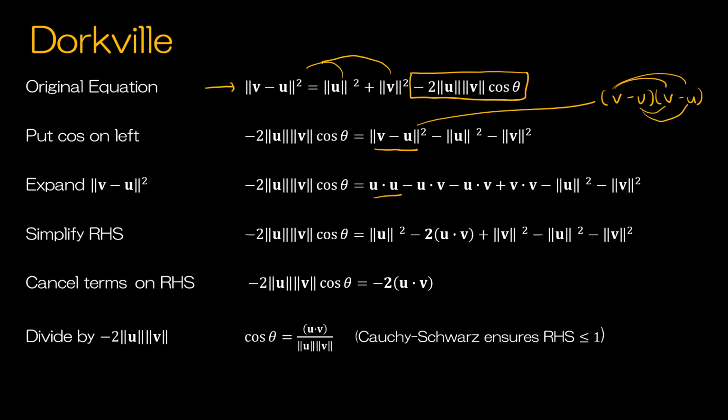So that's what I have here. Well, that gives me u squared and v squared here, which can cancel out with the negatives, which essentially gives me negative 2 norm u norm v cosine theta is equal to negative 2 u dot v. And then I divided each side by negative 2 norm of u norm of v, reduced those 2's, and this is the ratio that we're going to be using to determine theta.